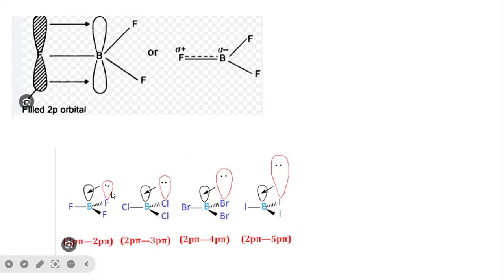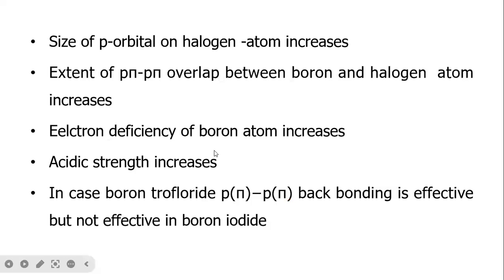p-pi 2p-2p back bonding, 2p-3p, 2p-4p, 2p-5p. Size of the p orbital of the halogen atom increases. Extent of p-pi overlap between boron and halogen atom decreases. Electron deficiency of boron atom increases. Acidic strength increases. In the case of boron trifluoride, p-pi back bonding is effective, but it is not effective in boron iodide.